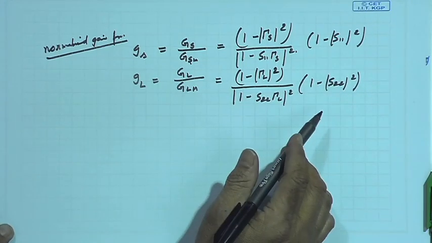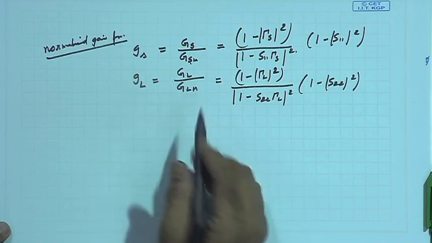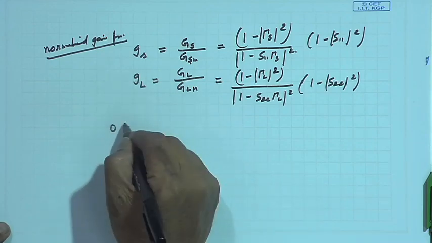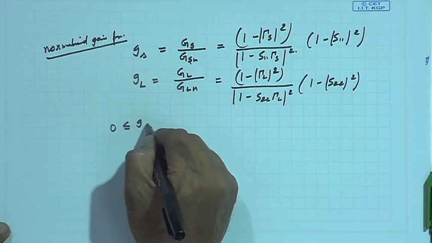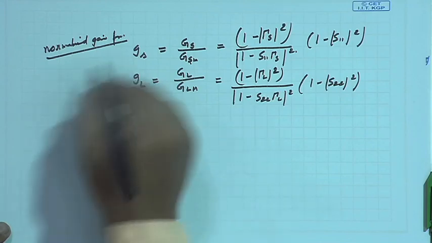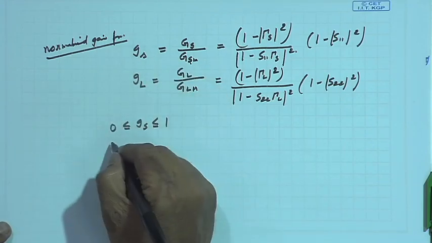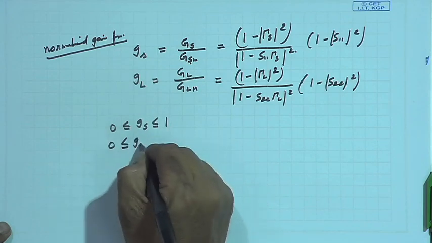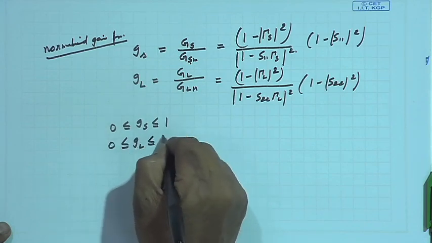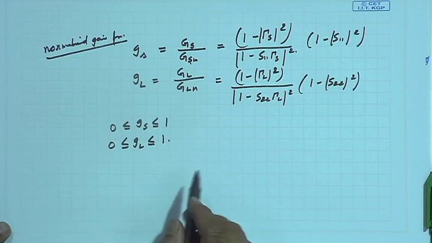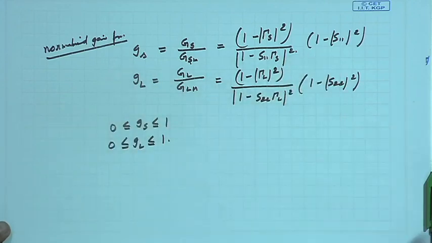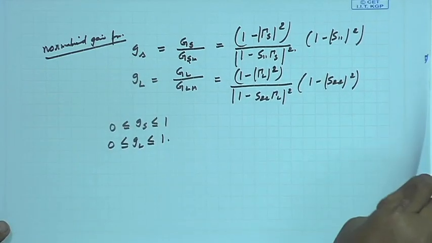Very elegant, and this is the benefit of normalization, that these normalized gain functions lie between 0 and 1. Now, you see this one I can just manipulate, as I have done in the case of conjugate matching.